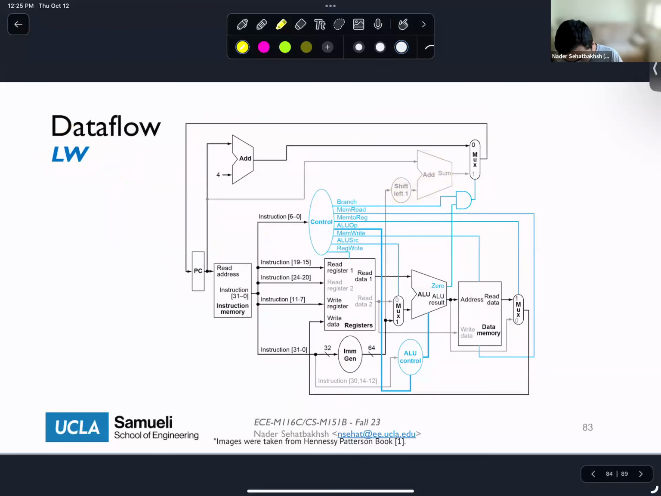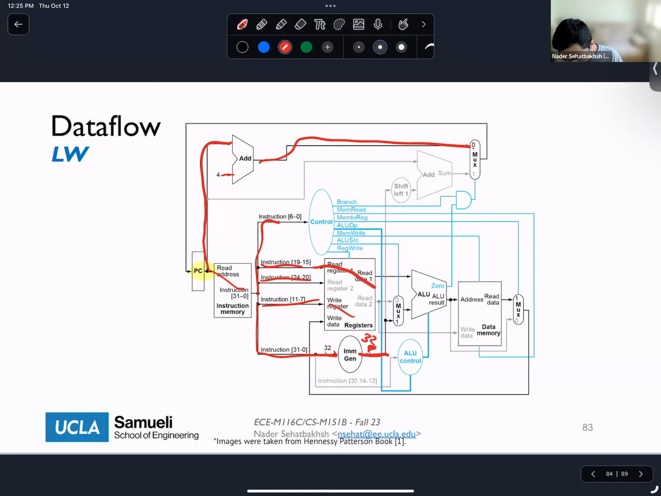All right. So let's do the same thing for load. So again, things start from here. We go this way, we go this way, we wait here, we go this way, things happen in parallel. Here we need the immediate generator. By the way, this is a typo. This should have been 32. So we get our immediate while we are also reading our register.